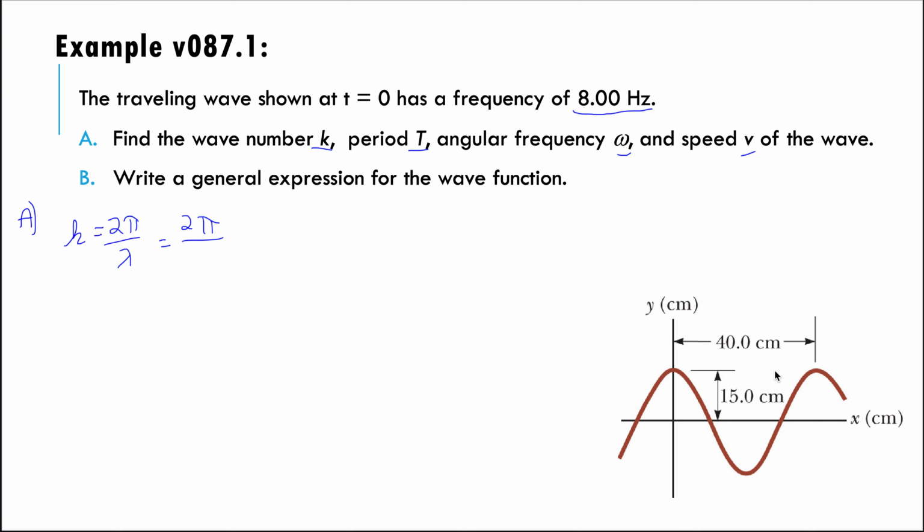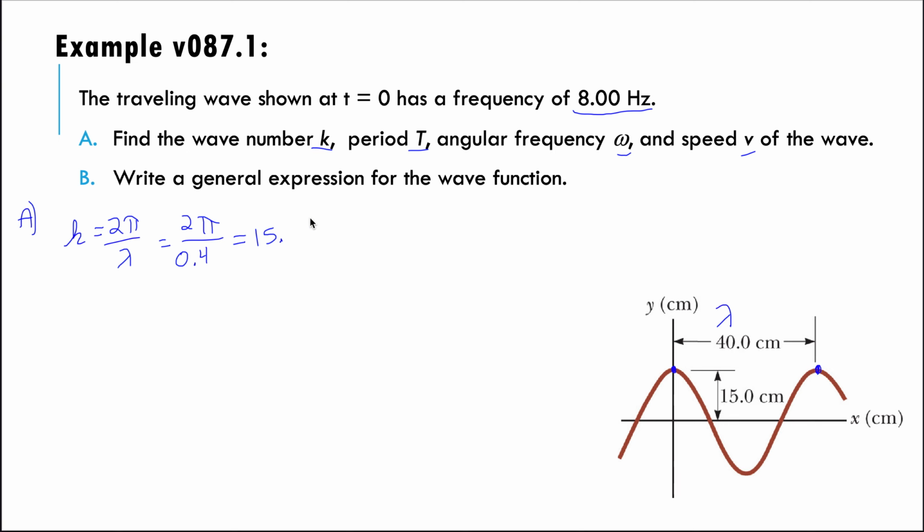We can get the wavelength from this picture because the wavelength is the distance from one crest to another crest, right? The distance between two identical points. So the wavelength is 40 centimeters, which we can convert to 0.4 meters. So our answer is going to be 15.7.